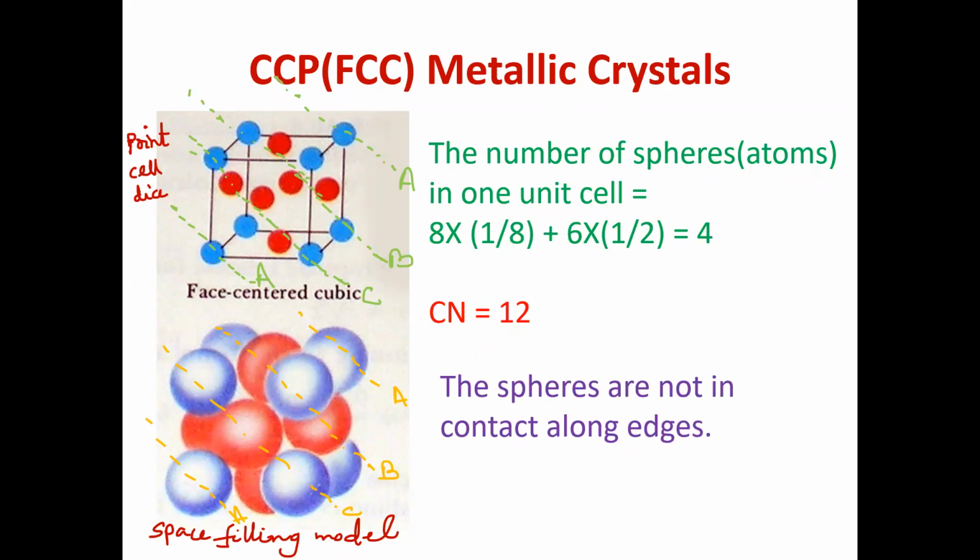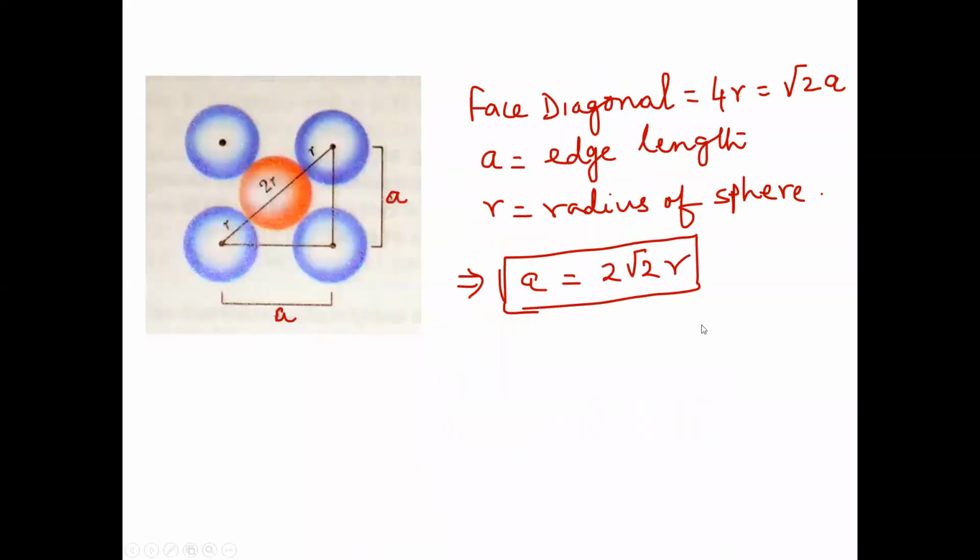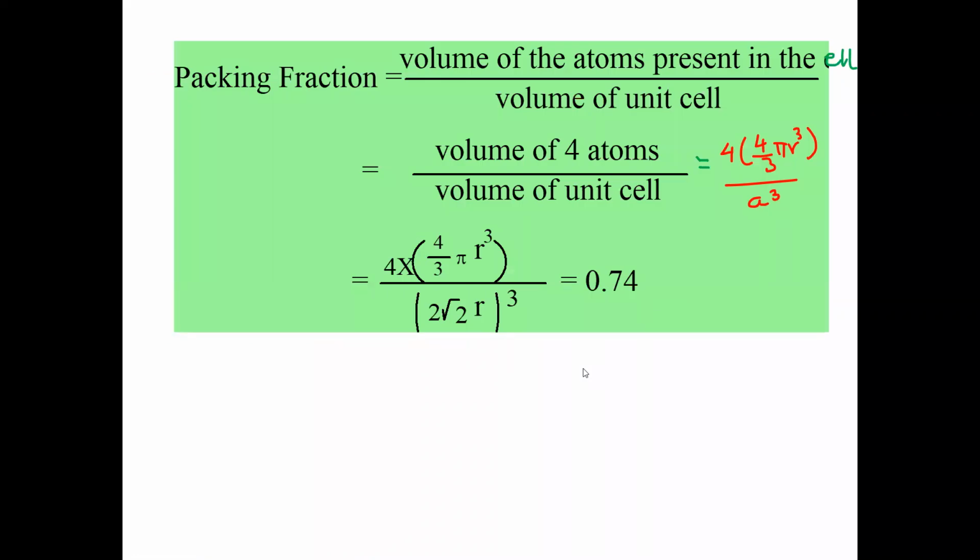So now see the packing fraction that we got. It is the volume of the total number of atoms present in one unit cell, divided by the entire volume of the cubic unit cell. That means volume of 4 atoms by volume of unit cell: 4 into 4 by 3 pi r cube by a cube. And how are a and r related? a is 2 root 2 r, we have already done the geometry. 2 root 2 r whole cube. r cube cancels, and we simplify to 0.74.